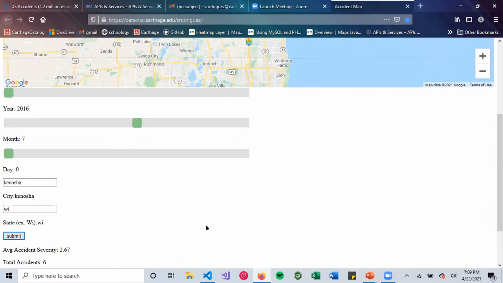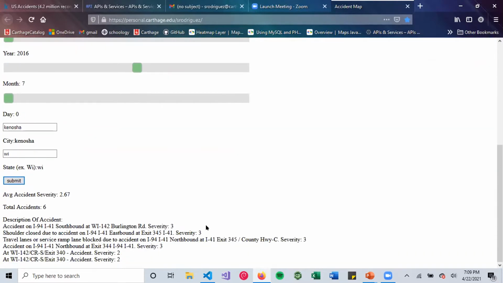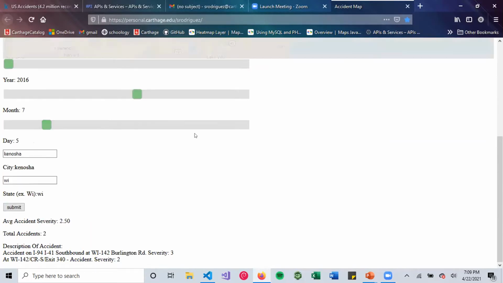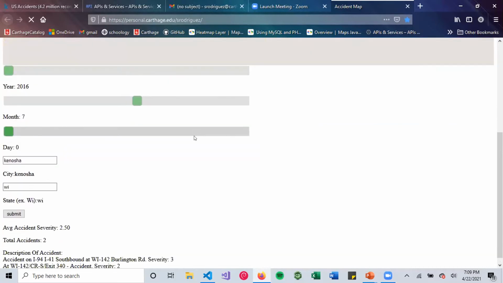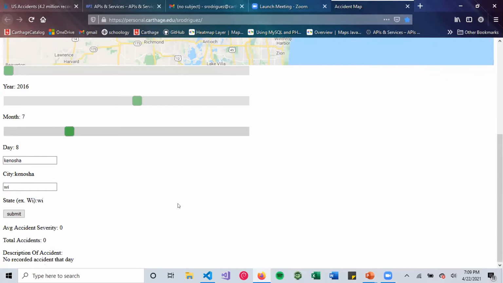What I would have wanted to do to make it more useful is to, when a query happens from, say, day 0, pinpoint where you could find the accident, rather than scrolling through to find it. Because when there isn't one, it'll just tell you that there wasn't any there.